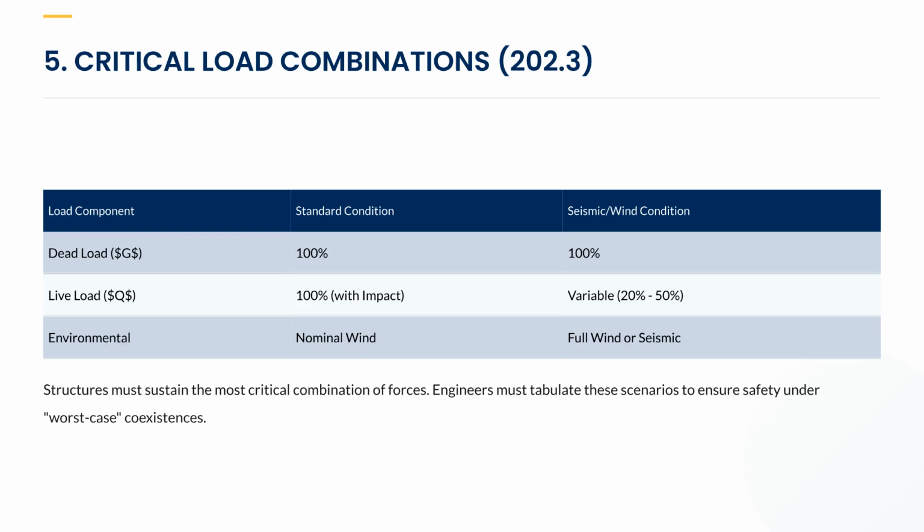Critical load combinations, clause 202.3, define how dead load, live load, and environmental loads, wind or seismic, are combined. Engineers must tabulate these scenarios to ensure structures sustain the most critical forces under worst-case coexistences.